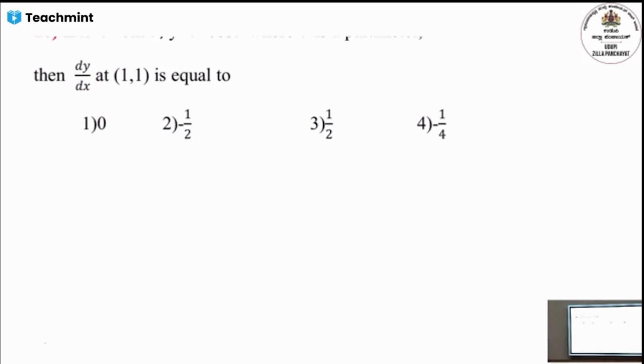So let us look at this. The 17th question is not visible properly there. The question is y is equal to e to the power root x, root x, root x, root x, and so on.